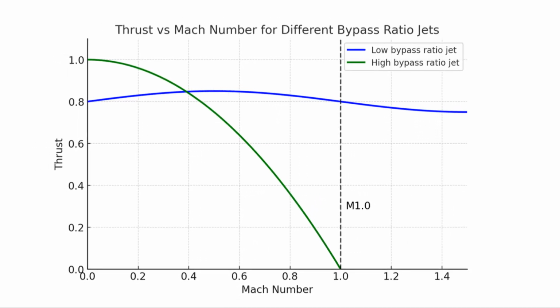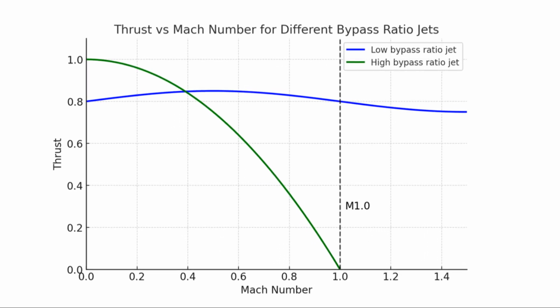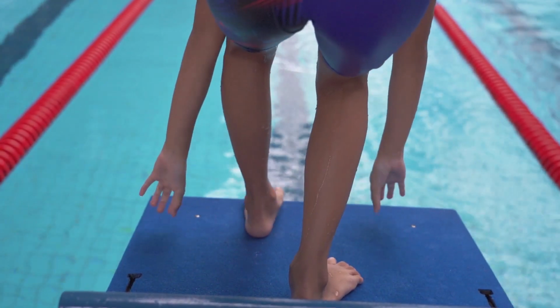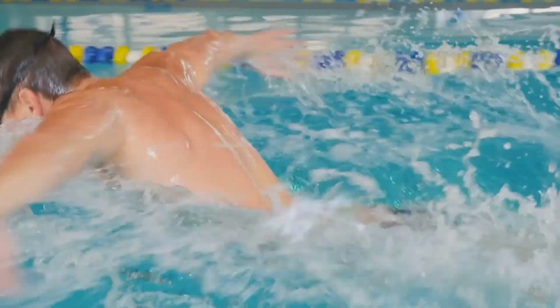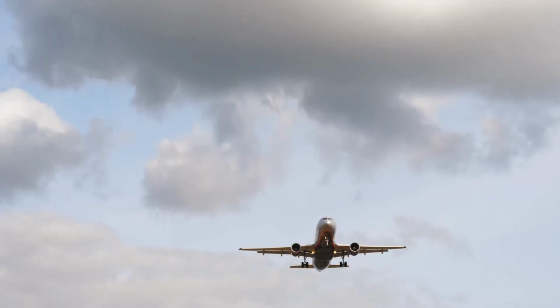As the aircraft gains speed, the thrust required to maintain that speed actually decreases slightly. This is because the increasing velocity of the aircraft means that the incoming airflow into the engine is already moving faster, providing some momentum. Think of a swimmer pushing off the pool wall. The initial push is the strongest, propelling them forward. As they glide through the water, they need less force to maintain their speed.